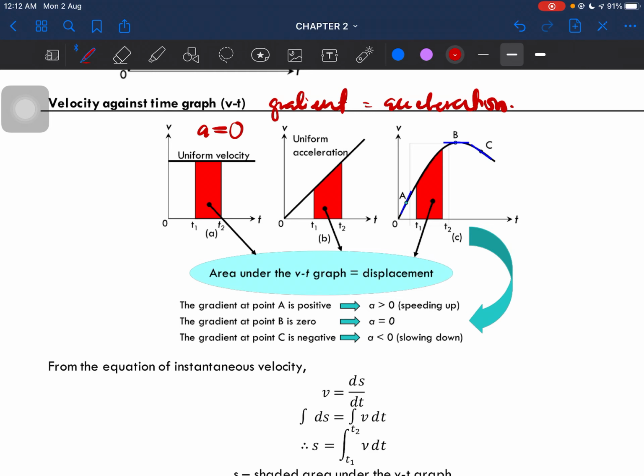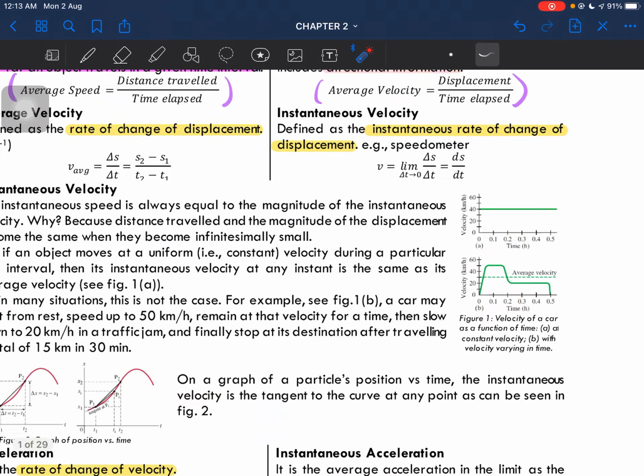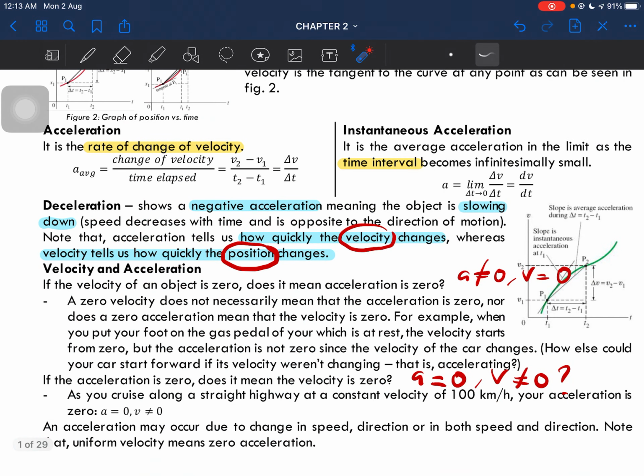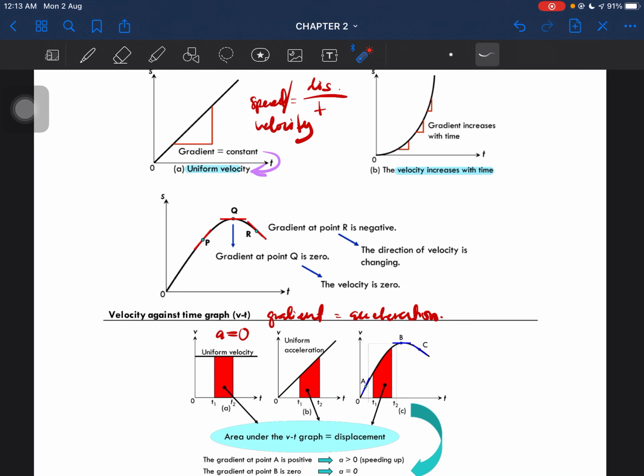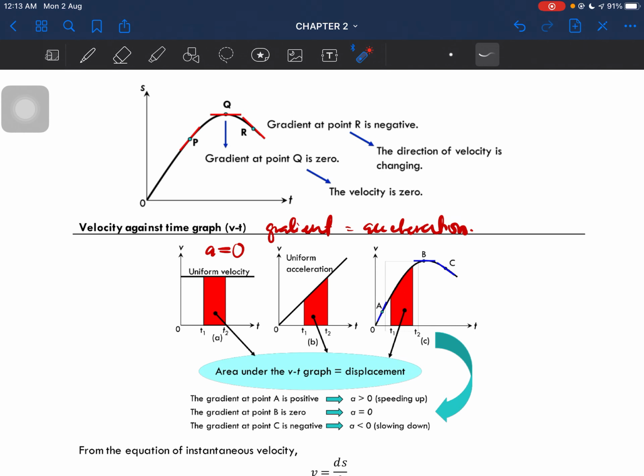Okay, next we look at graph B. Graph B, we can see that the velocity is increasing uniformly with time. So what does that mean? As we know, acceleration shows us how quickly the velocity changes. So if we look at this graph, it is showing us how quickly the velocity is changing. Hence, it means that the acceleration is also changing uniformly.